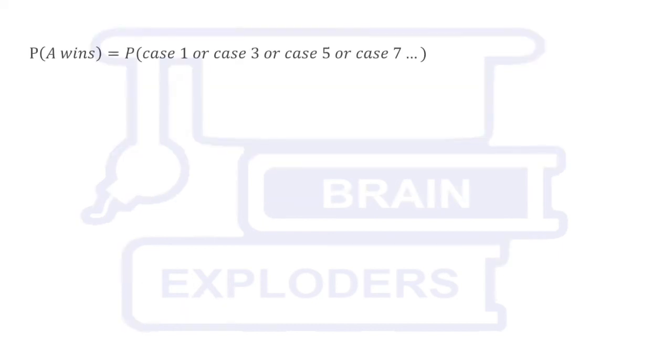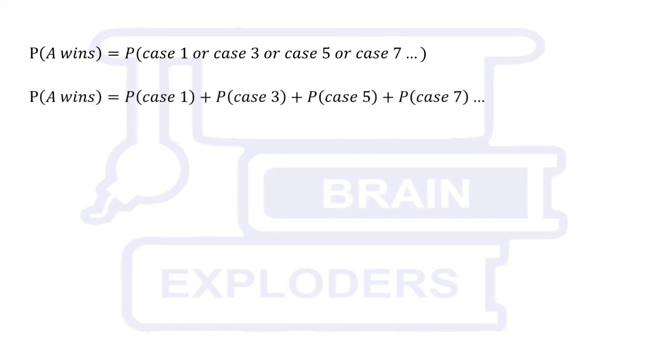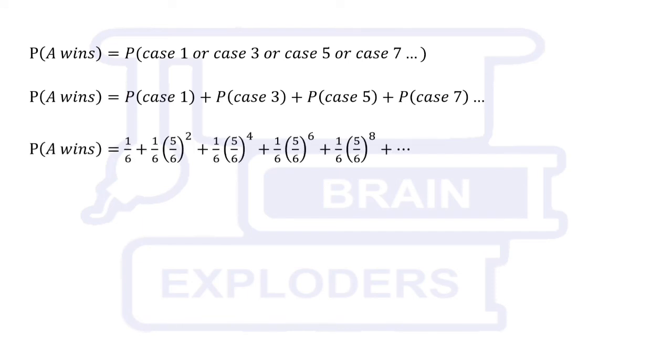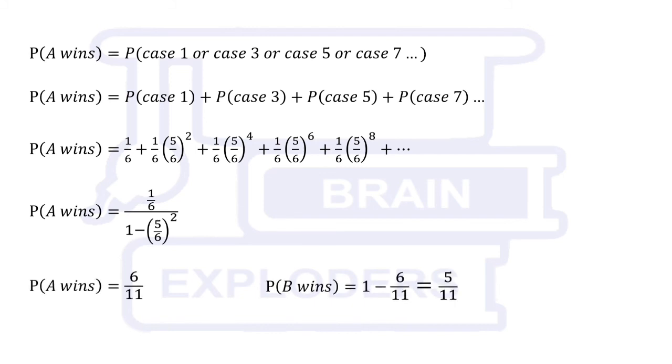If A has to win, the game must end like case 1 or case 3 or case 5 or case 7 and so on. All these cases are mutually exclusive, so the probability that A wins is the probability of case A1 plus the probability of case A3 plus the probability of case A5 and so on. On putting the values and on further calculation, we find that the probability that A wins is 6 by 11 and the probability that B wins is 5 by 11.